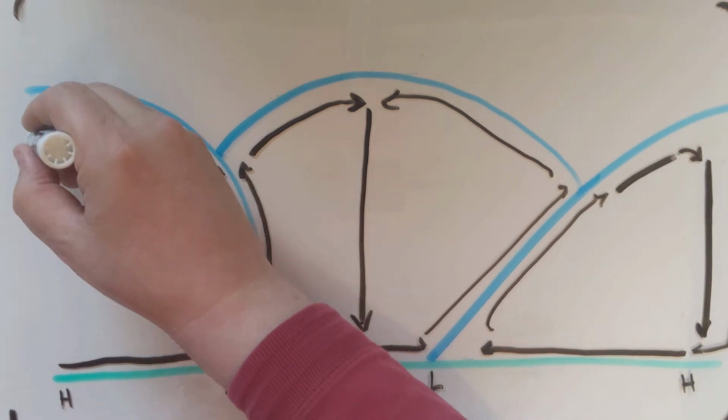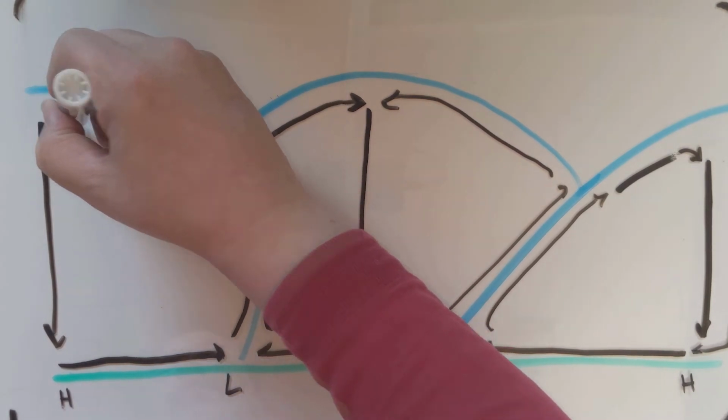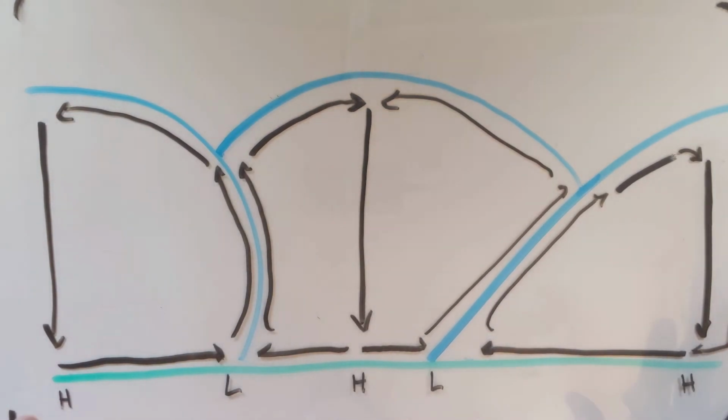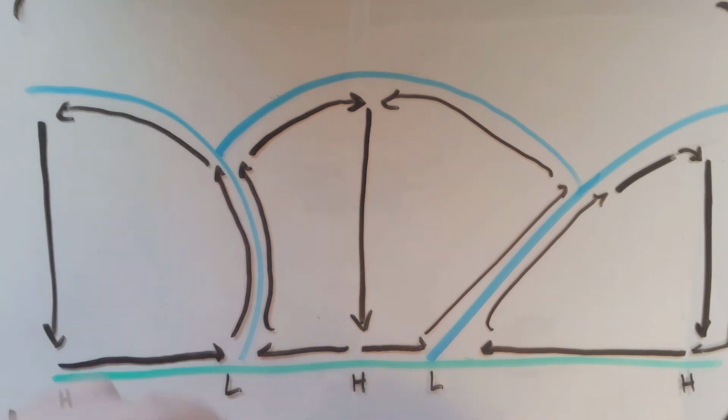And over here, air is going to sink at the high and connect into the convection currents. So we have convection currents going on inside the air masses, and those convection currents are being driven by the high air mass and the low air mass.